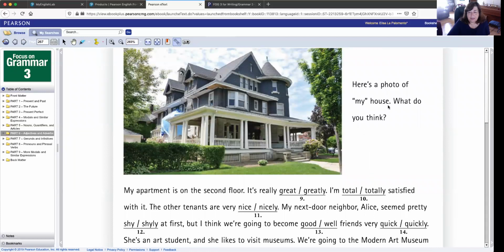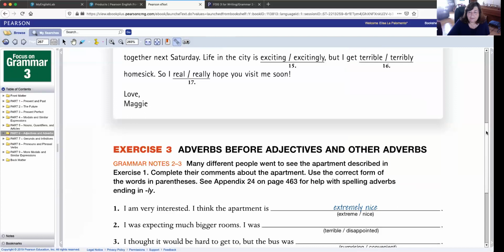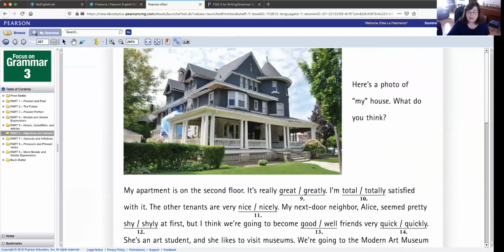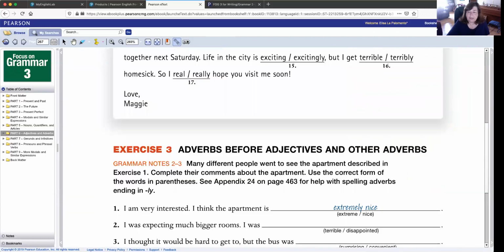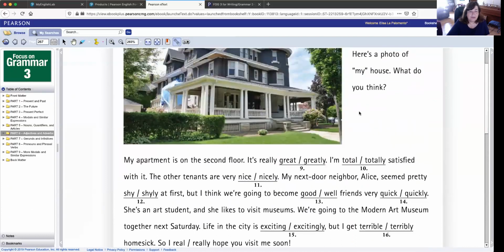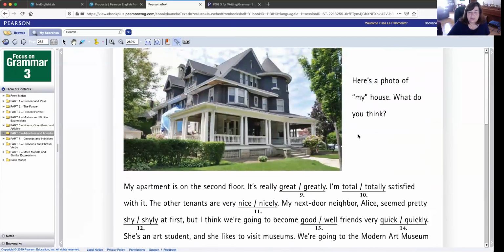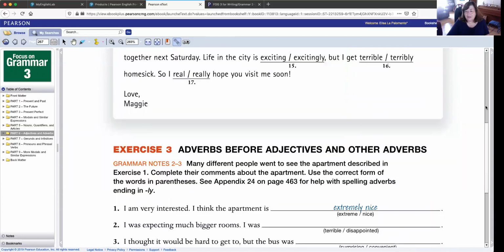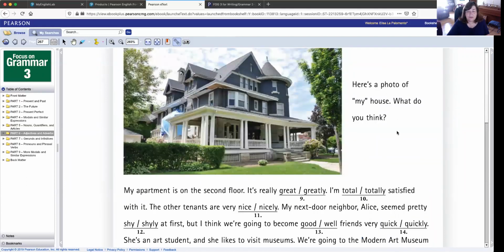Here's a photo of my house. What do you think? This is, one second, please. Let me get to the top of this. I'm trying to see, I guess it's exercise 2. I can't really see it, but it must be exercise 2. So, but that means I can't see the directions. Hold on one second. Let me try to move this. All right, I can't. So let me just look at the book for a minute here.